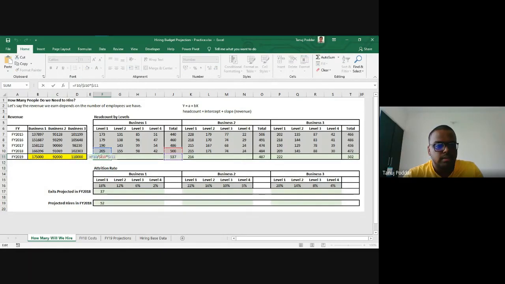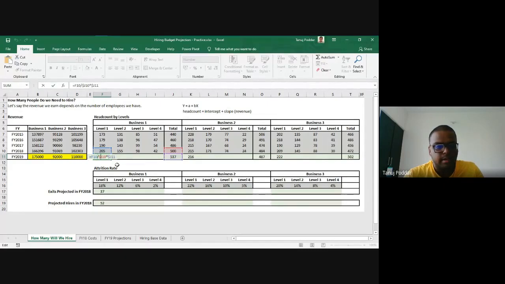That is, whatever the headcount we have, right? That is 205 out of 500. So whatever proportion it is, basis that we'll say that for 537, what the proportion is going to be. Okay. So I think it's a much simpler formula for you guys. So it should not be much of a challenge. So you can just try doing it, right?